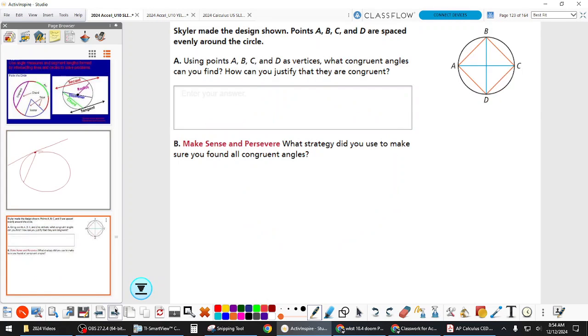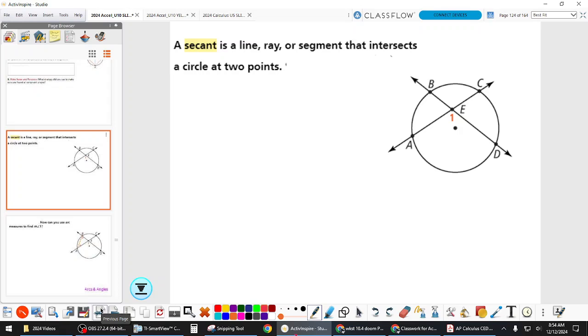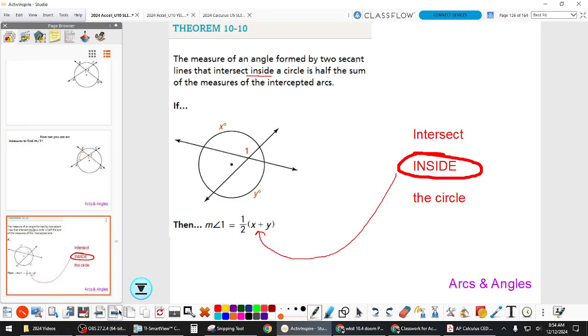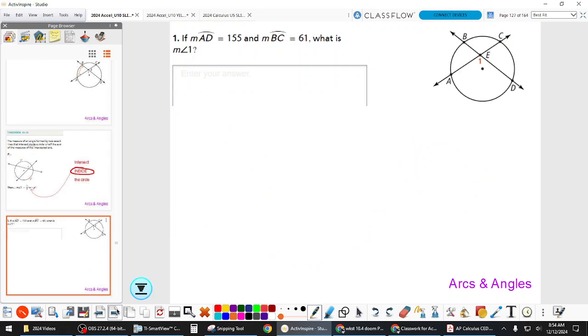We'll write some exterior angles, but let's look at a couple of these first. If the measure of arc AD is 155 and arc BC is 61, what is the measure of angle 1? So, talk me through that process. Add the two, and you take a half of the sum. I wrote it as times a half, but you could also add them and divide by 2. Either one is fine.